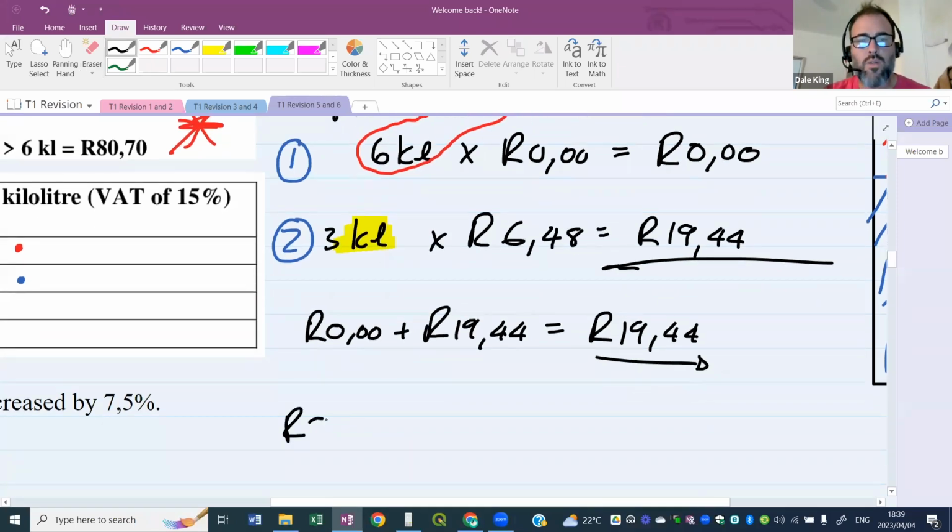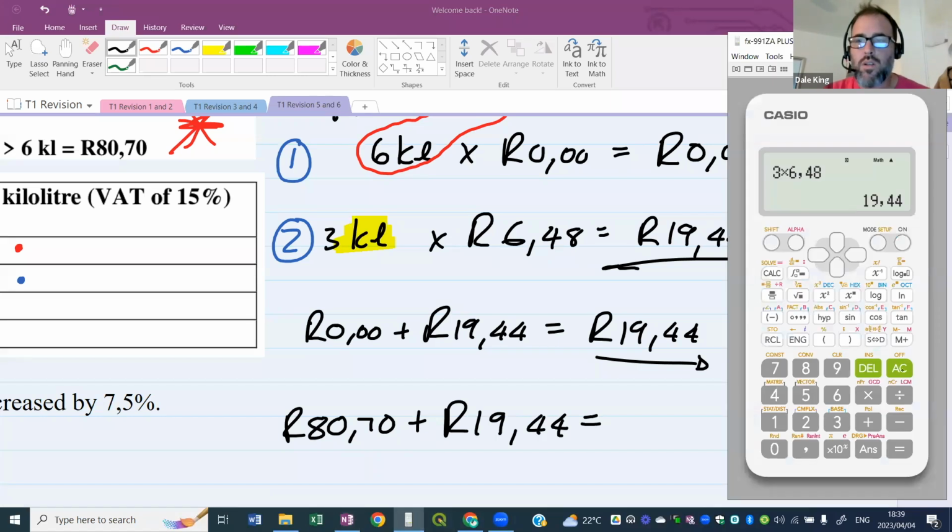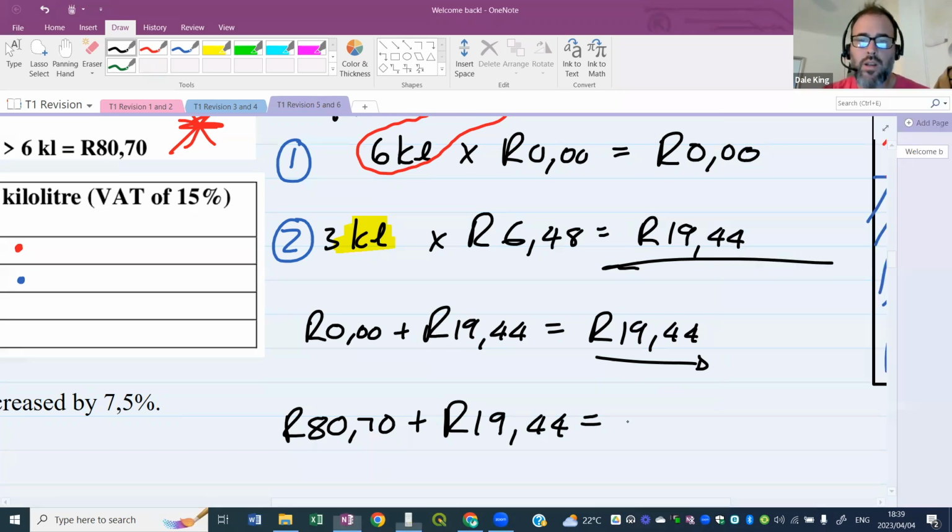So we're going to take the fixed fee, which is 80 Rand 70, and we're going to add on the 19 Rand 44. That's the water usage. All right. Okay, so 80 Rand 70 plus 19 44 is 100 Rand and 14 cents. Well done, Sonia.